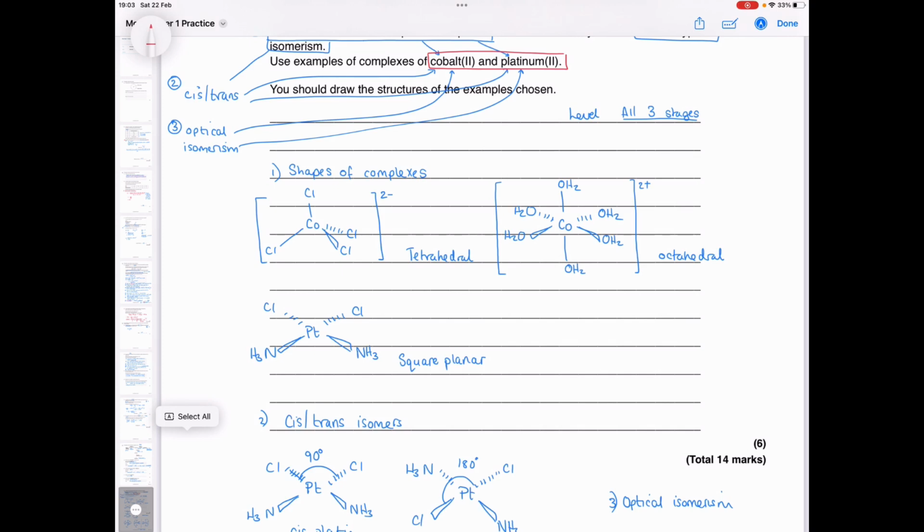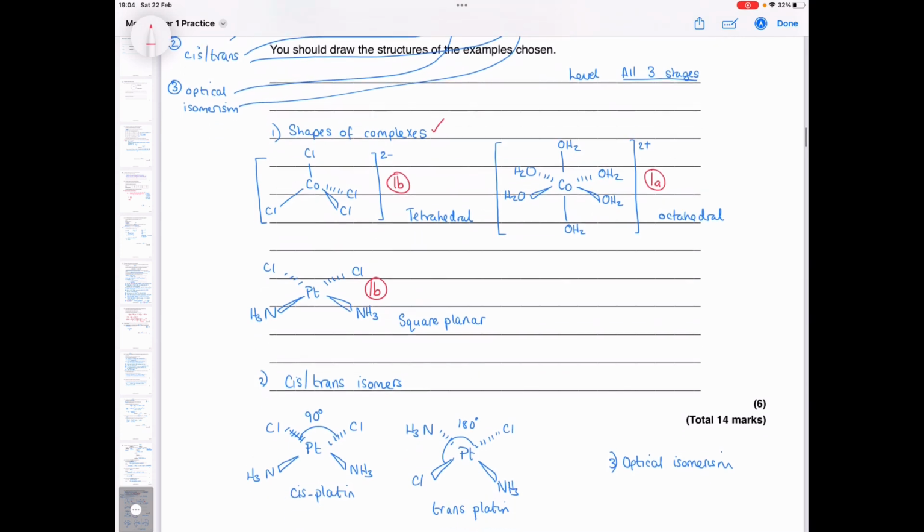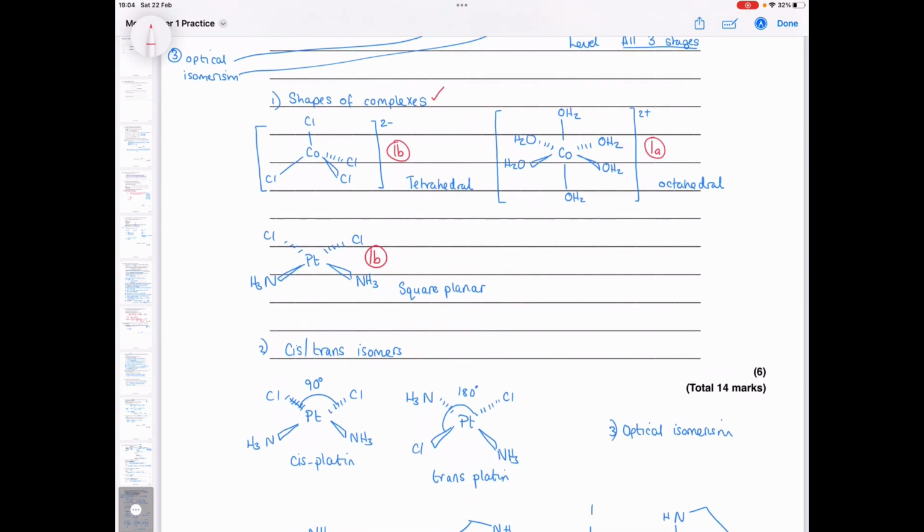So if I compare this now with the mark scheme, stage 1 was looking, as we suspected, at shapes of complexes, so that's good, that's stage 1. First of all, for 1A, it wanted an octahedral or a 6-coordinate diagram. So let's have a look, that's this one here, so that's stage 1A. And tetrahedral for 1B, or square planar or 4-coordinate diagram. So we've got 1B, we've got a tetrahedral one, and we've got a square planar one. So stage 1 is complete.